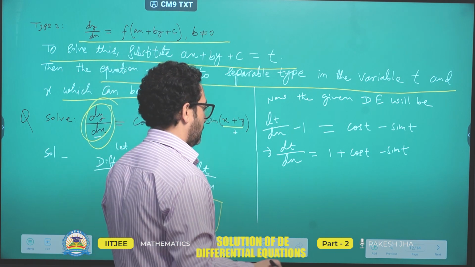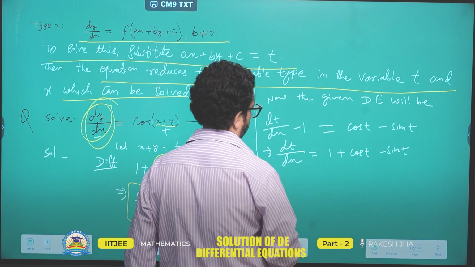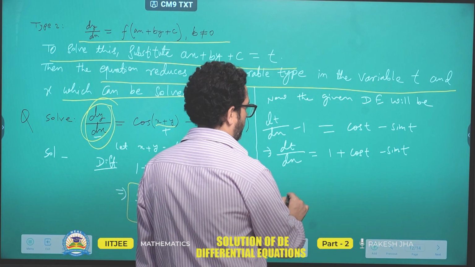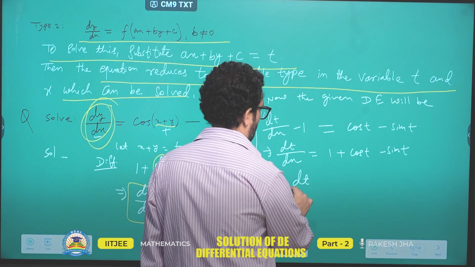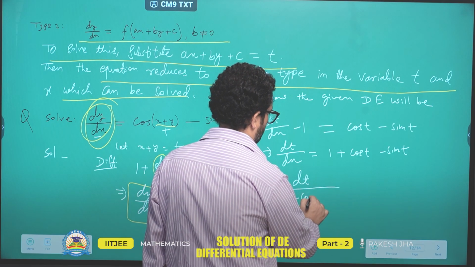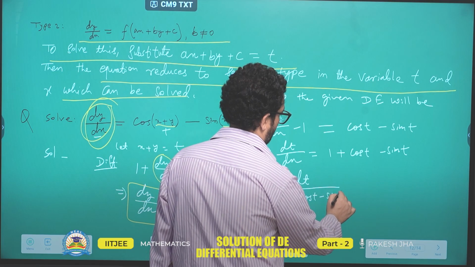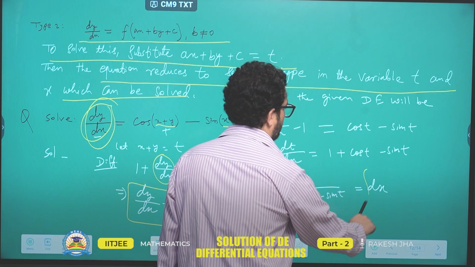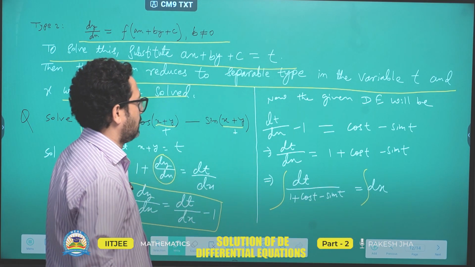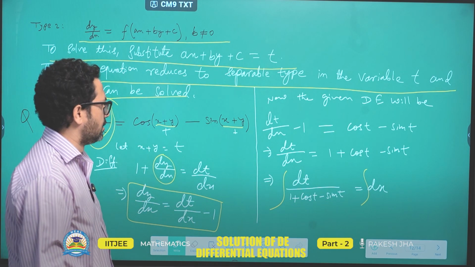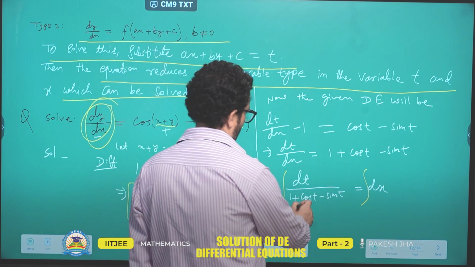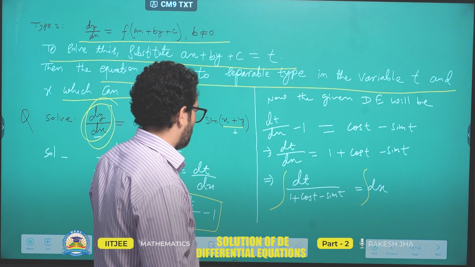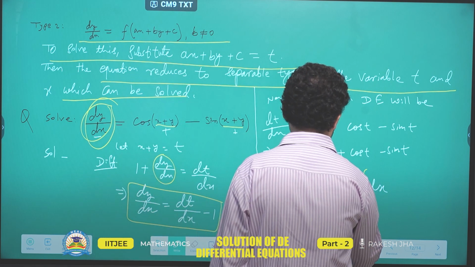Now we can simplify this. The next step would be dt upon 1 plus cos t minus sin t is equal to dx. Now we are going to integrate both sides. For this integration, we can go for the formula of cos 2 theta and sin 2 theta. So let us see the next slide here.